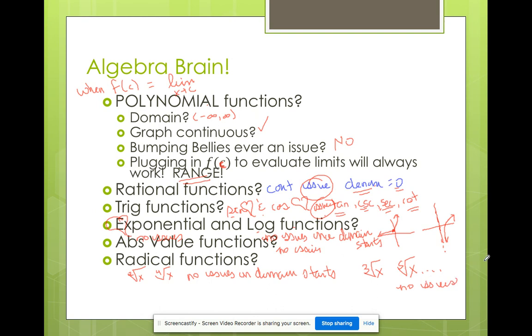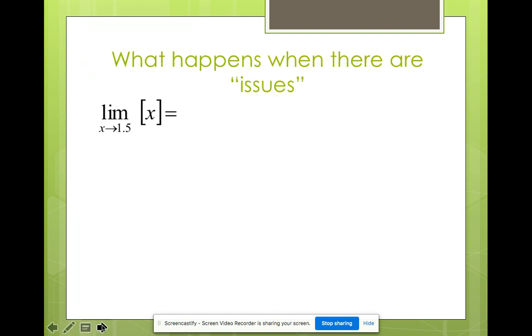Okay? So look at that. All these things I studied in Algebra 1, Algebra 2, and pre-cal help me with limits because I know the function behavior, I know what the domains are, and I know whether I have any issues or not. So what do I do when there are issues? Before I even get to what to do with tangent or rational functions that have discontinuities, holes, or vertical asymptotes, let's look at this function.